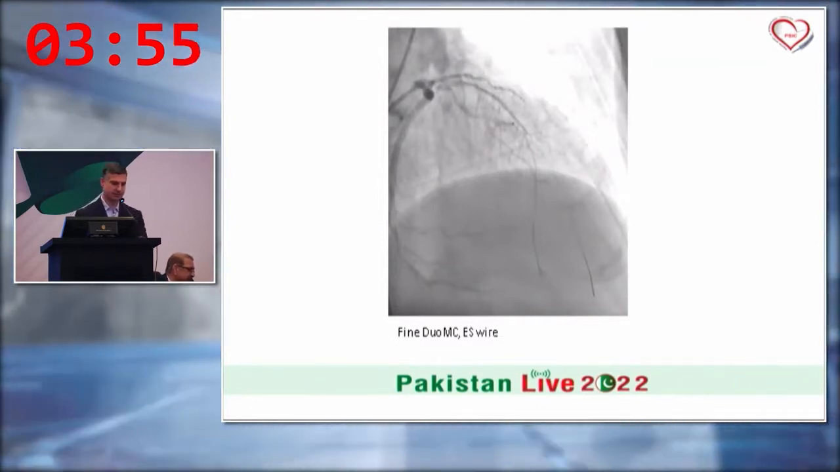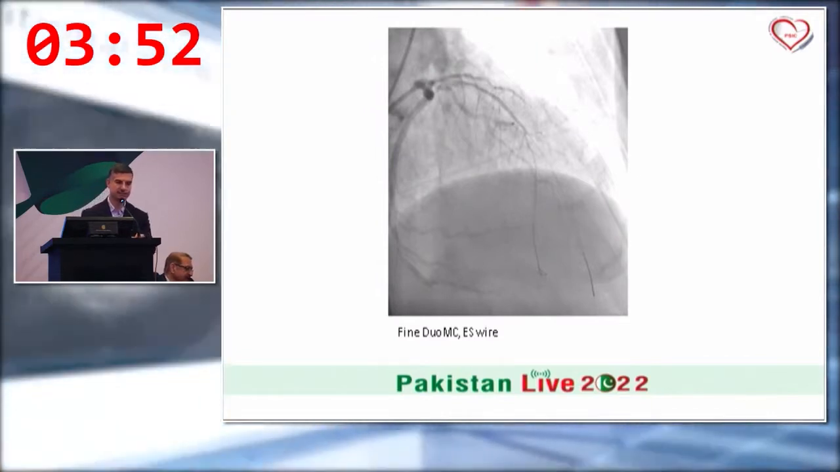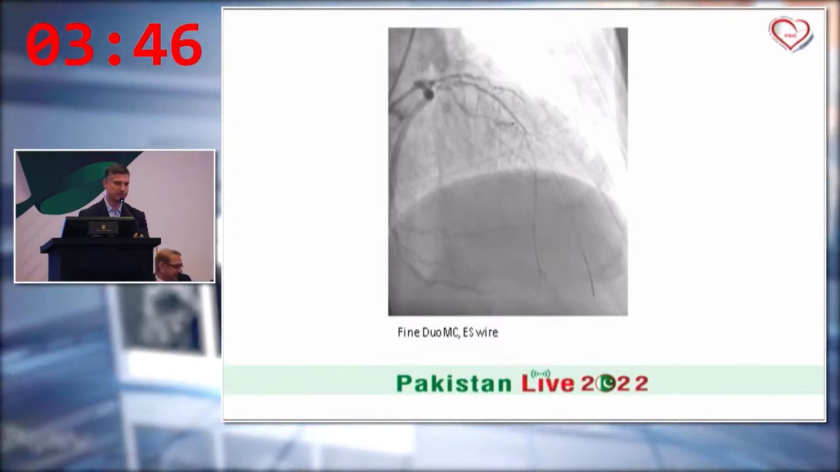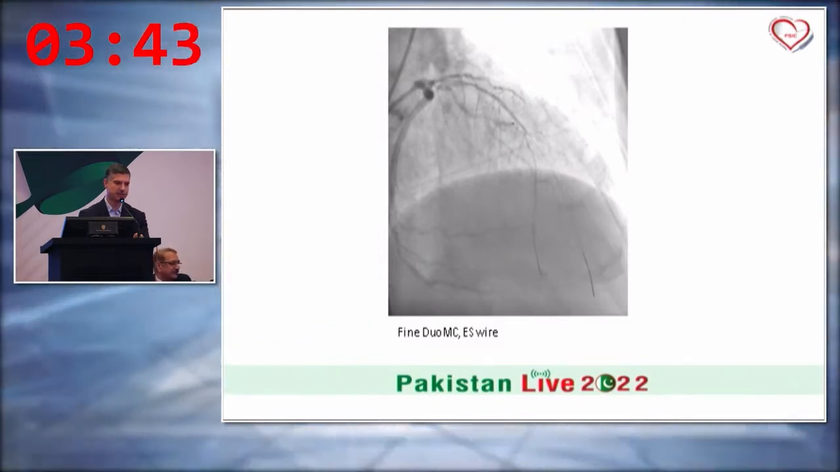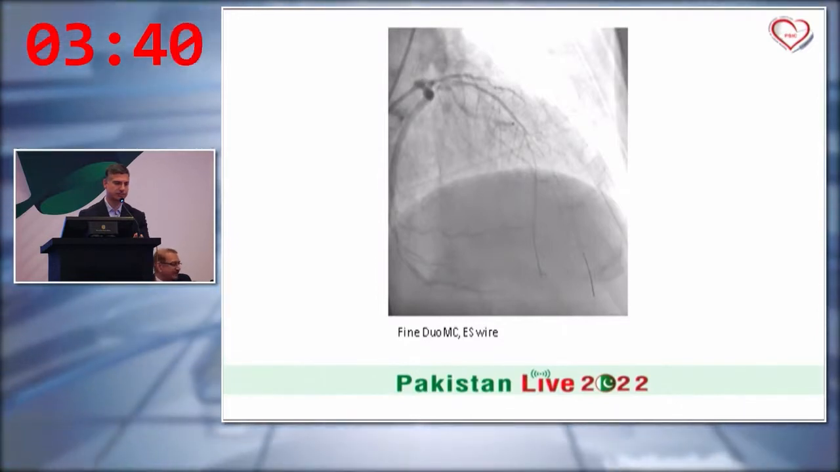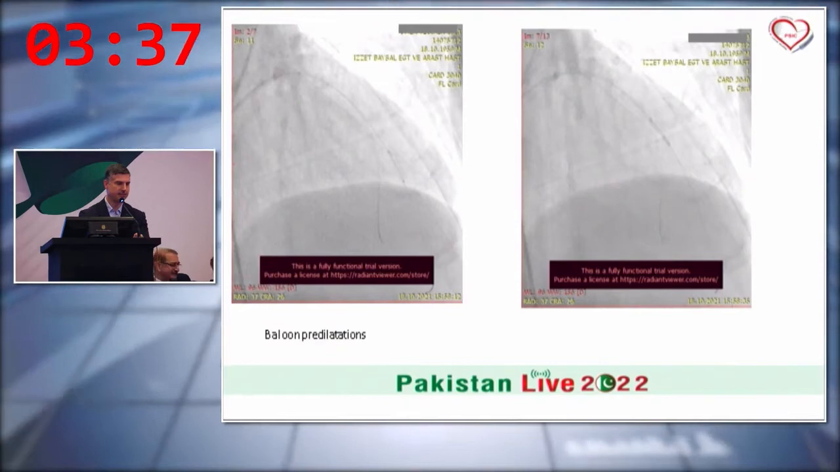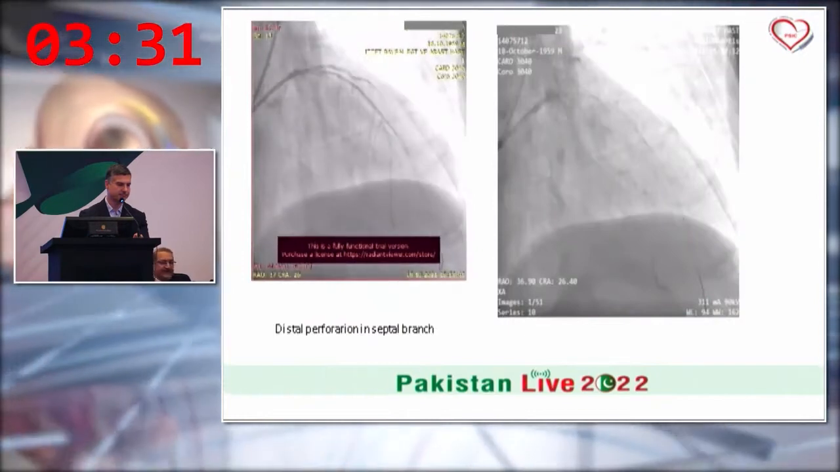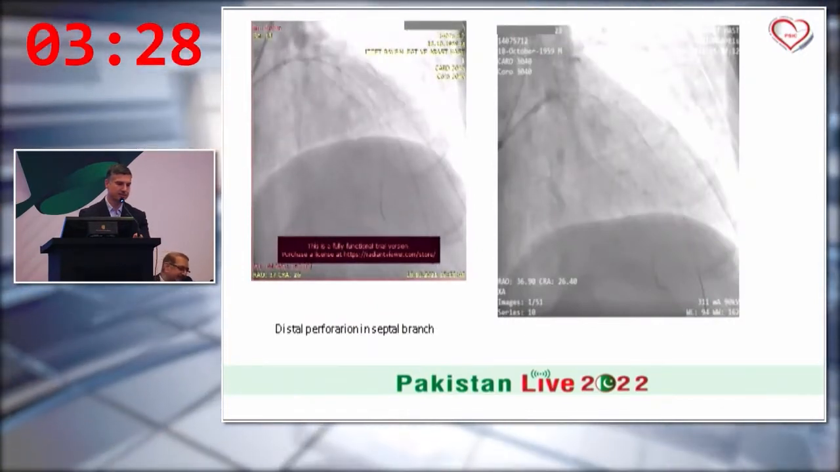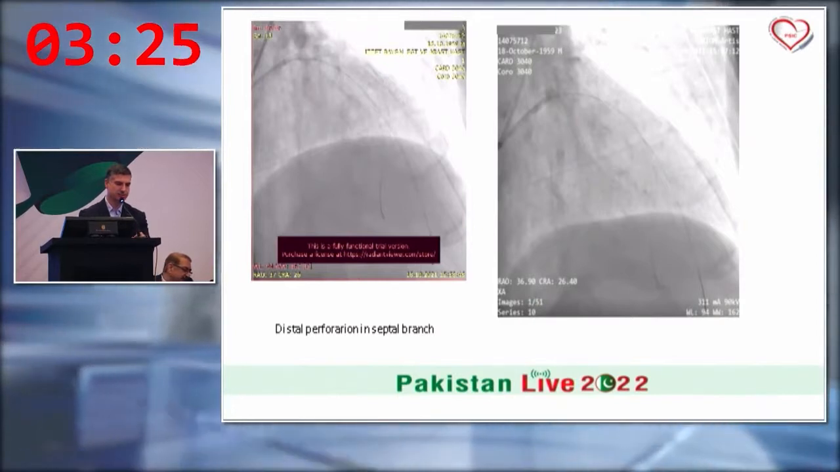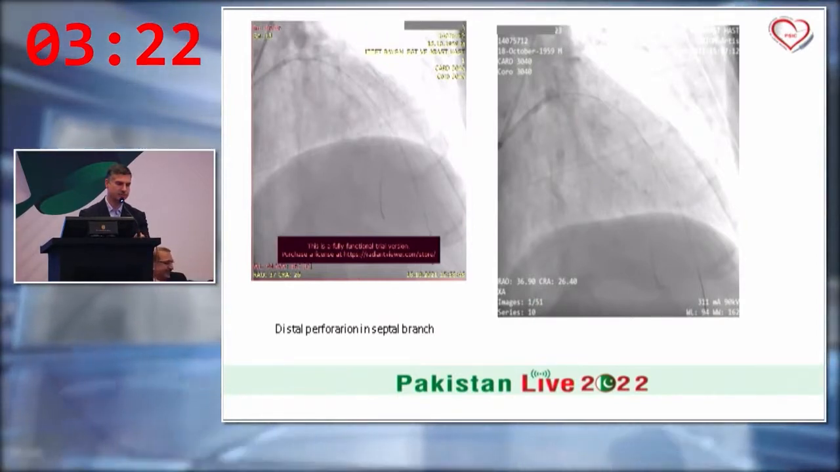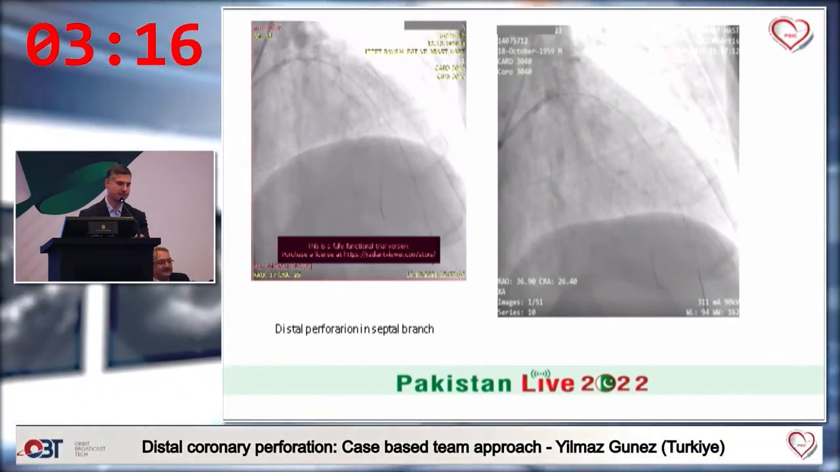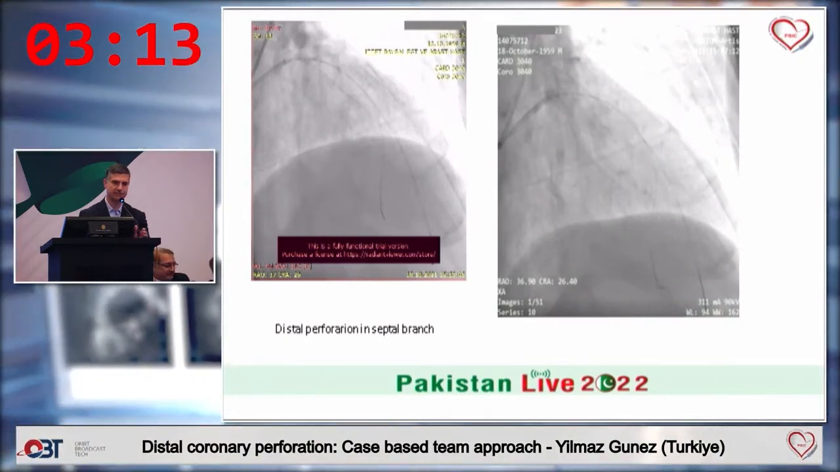You see that the wire is in the septal branch instead of the LAD. Therefore, we used a double lumen microcatheter and inserted an extra support wire towards the LAD. We had our balloon predilatations for the CTO segments. First of all, due to the CTO, we couldn't observe distal perforation at the beginning, but when we opened the artery, we saw that there was a distal perforation in the septal branch that we first entered.